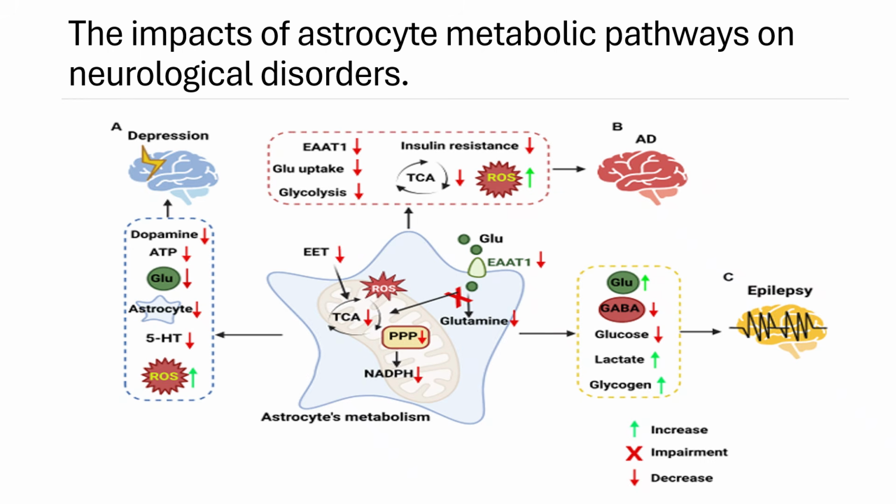Now, let's take a look at this diagram. We are going to explain the impact of astrocyte metabolic pathways on neurological disorders like depression, Alzheimer's disease, and epilepsy. Now, let's start with depression. Here we call it major depressive disorder, the MDD.